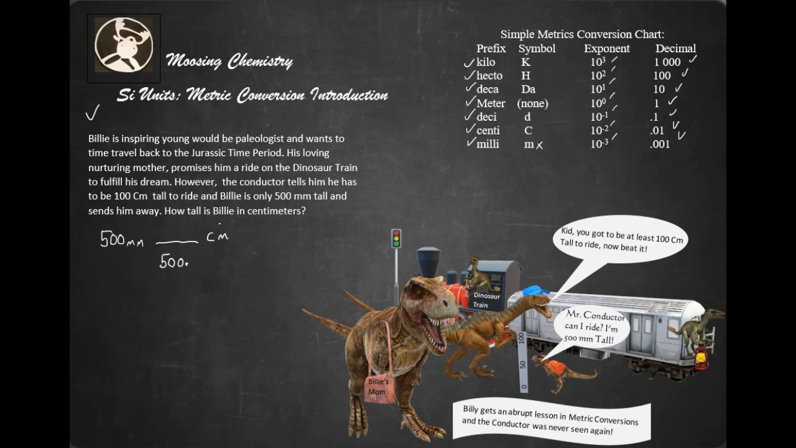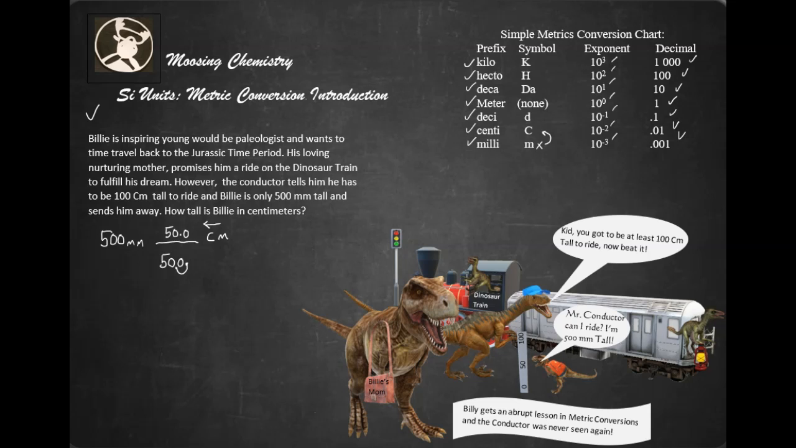And centimeter is bigger than millimeter. Think about it. Centimeter is a penny of a dollar, and millimeter would be 1,000th of a dollar. All right, so now we're going to go from millimeters to centimeters. So we're going to move the decimal one place over, and we're going to go to the left, like our arrow is telling us. And the answer is going to be Billy is 50 centimeters tall.